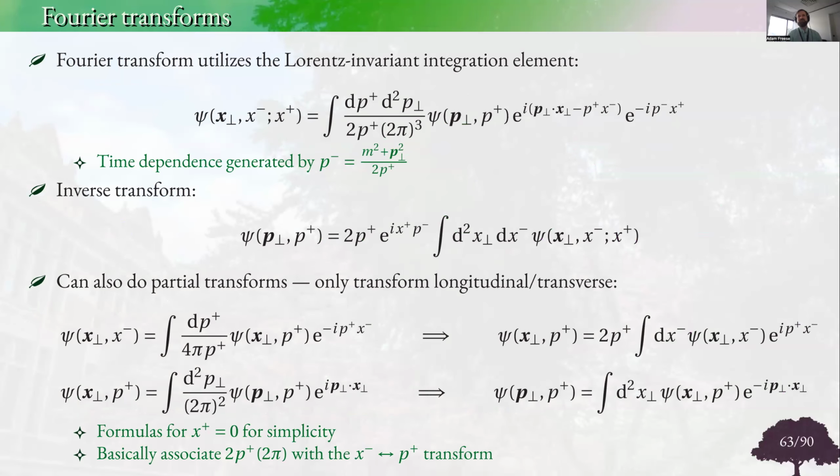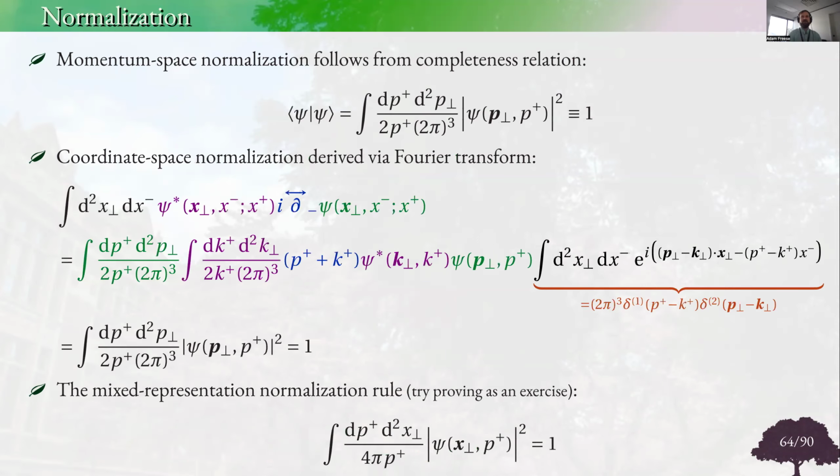So next, I had a basic thing on Fourier transforms. For concern about time, I won't go into too much detail. Just note that whenever you're doing any kind of Fourier transform, you need to be mindful of the 1 over 2p plus in the relevant integration elements. And you can Fourier transform over just the transverse or just the longitudinal degree of freedom.